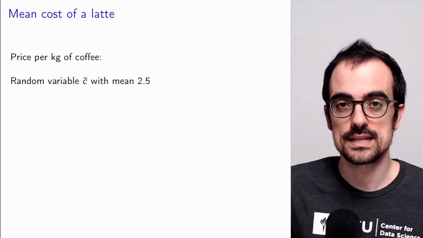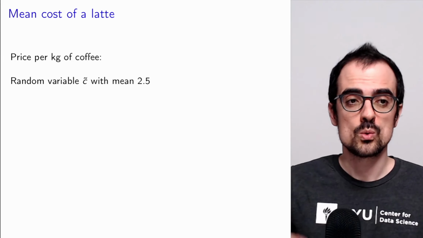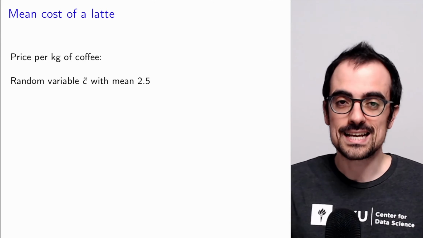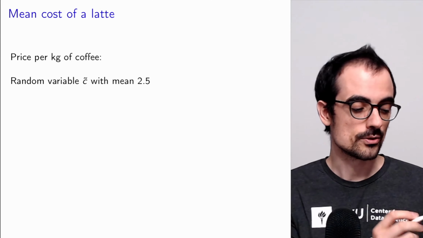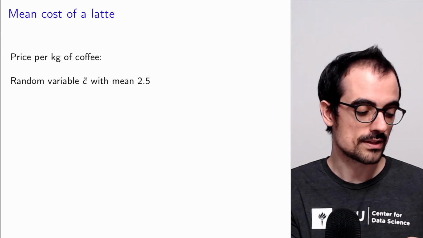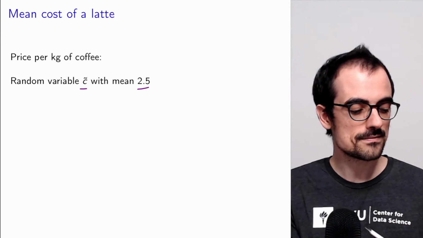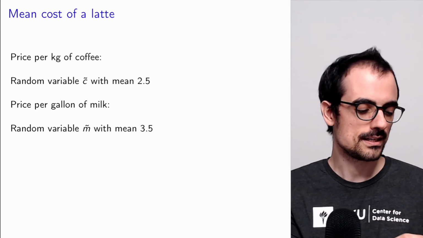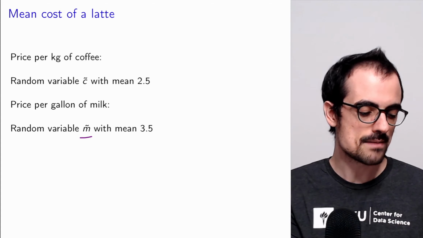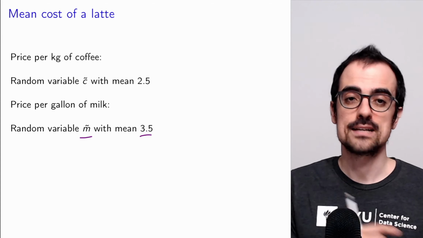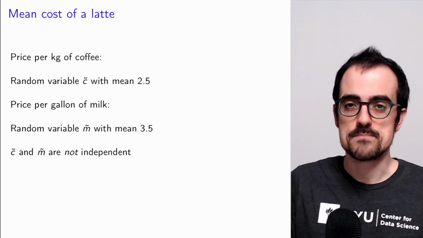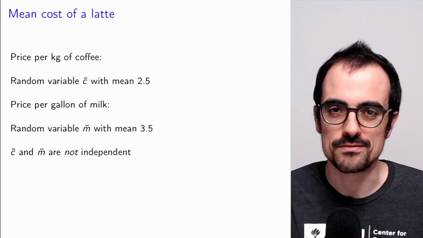All right, so let's start with a motivating example. We want to model the mean cost of a latte. What is in a latte? Coffee and milk. So the price per kilogram of coffee is a random variable C with mean 2.5, and the price per gallon of milk is another random variable M with mean 3.5. And we don't want to assume that C and M are independent because maybe they're affected by inflation together.